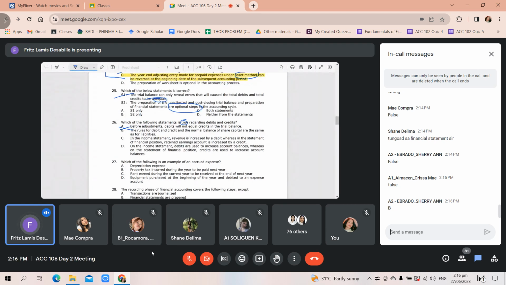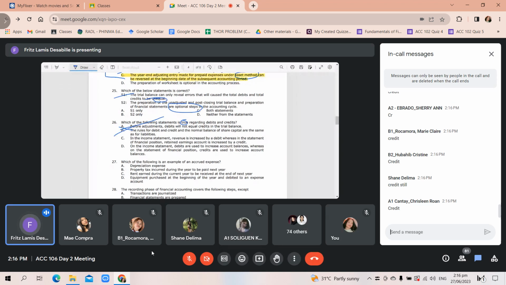Is B correct or wrong? B is correct, no? Di ba? What's your entry to increase liability? Credit, di ba? What's your entry to increase equity or capital? Credit, di ba gihapon? Now, in reverse, to decrease liability, debit.